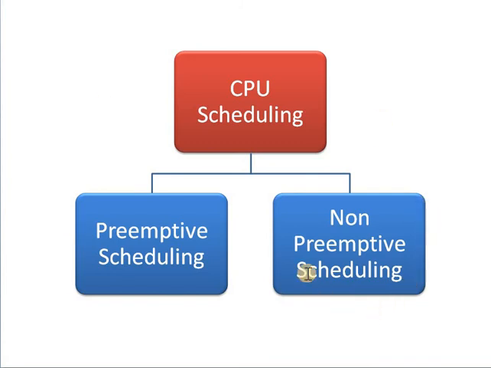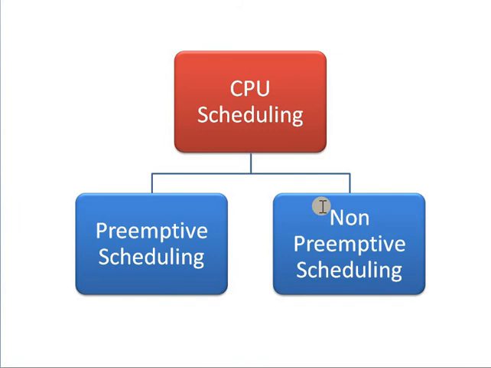The next type of CPU scheduling is non-preemptive scheduling. In this method, the CPU is allocated to a specific process. The process that keeps the CPU busy will release the CPU either by switching context or by terminating. It is the only method that can be used on various hardware platforms, because it does not need special hardware, for example a timer, like preemptive scheduling.